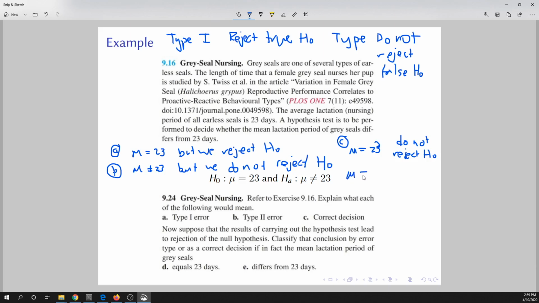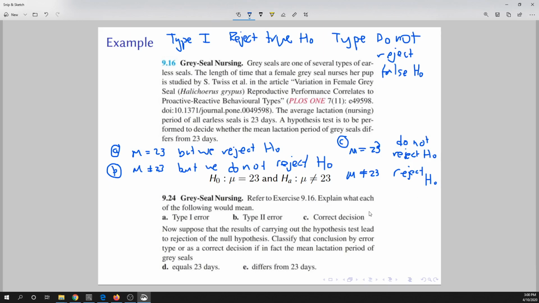The other situation is that the way we could make a correct decision would be if the null hypothesis is false. If the truth really is that mu is not equal to 23, and we reject the null hypothesis. Okay, so the null hypothesis is false, and we rejected it, which is, again, a correct decision.